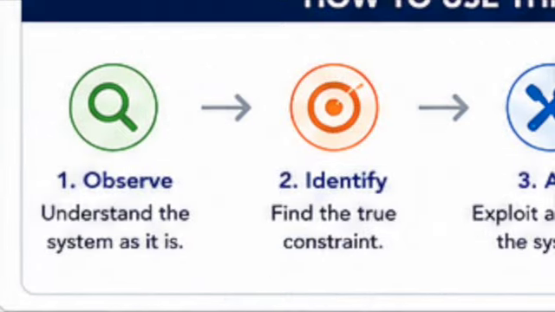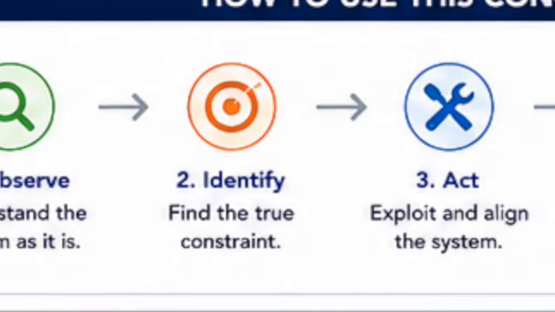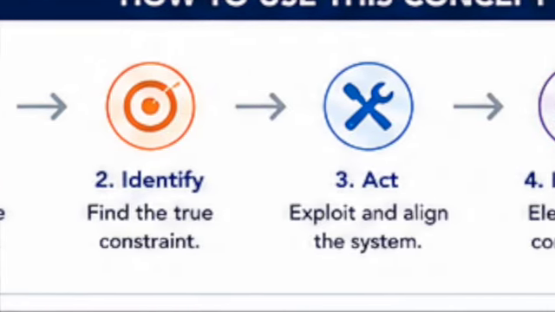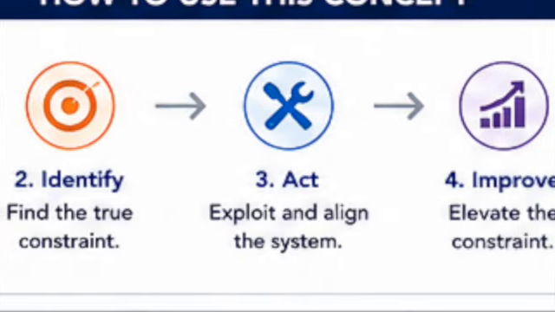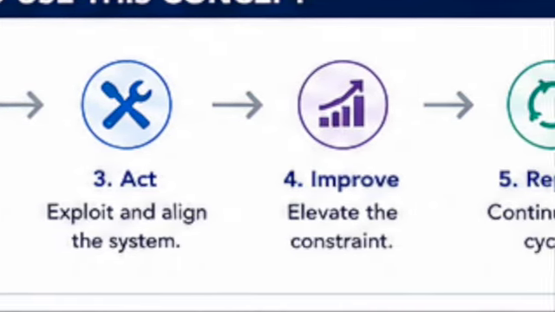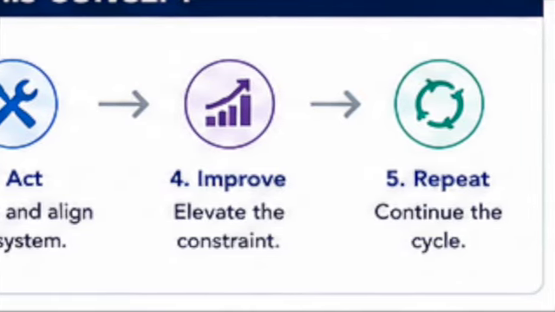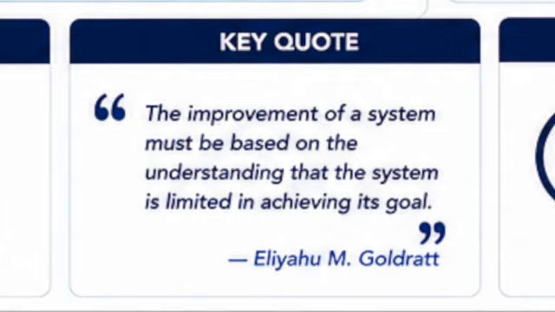Bottom panel. Finally, look along the bottom of the map. Here the ideas become practical. Observe the system. Identify the constraint. Take action. Improve the system. Then repeat the cycle. This simple process creates continuous improvement. Notice the quotation. Goldratt reminds us that improvement depends on understanding the whole system rather than optimizing individual parts.